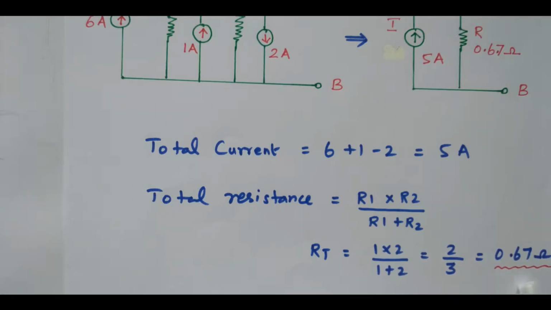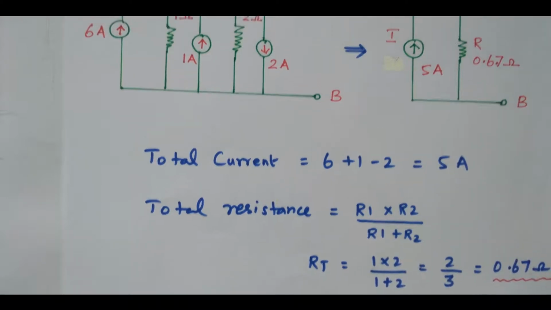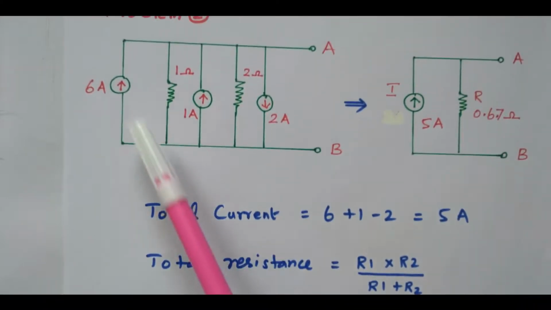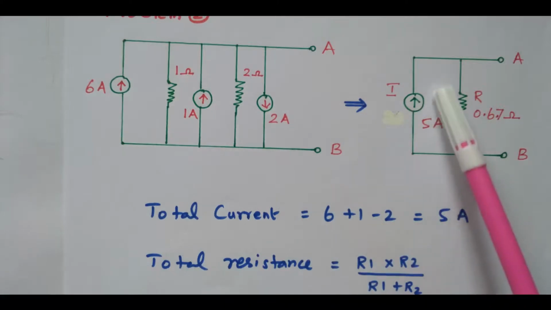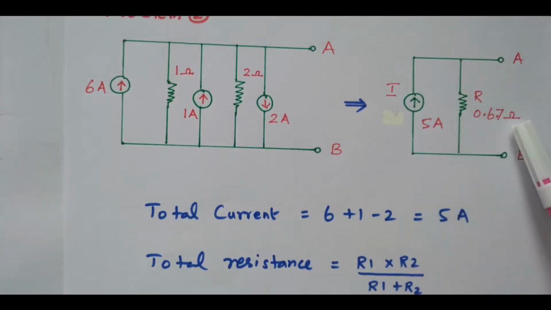The resultant resistance will be 0.67 ohm. Right? So three current sources are now converted into a single current source with a single resistance of 0.67 ohm. Now we'll go to the next problem.